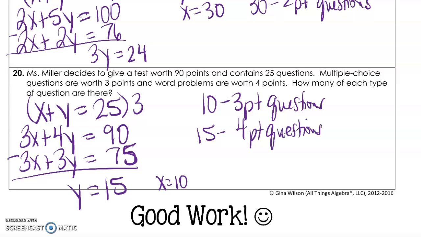Instead of saying 3-point questions or 4-point questions, you could say that there are 10 multiple choice. Okay, those were worth 3. And then the 4-point ones were word problems. So if you would rather say what type of problem it is rather than how many points it's worth, you can do that also.